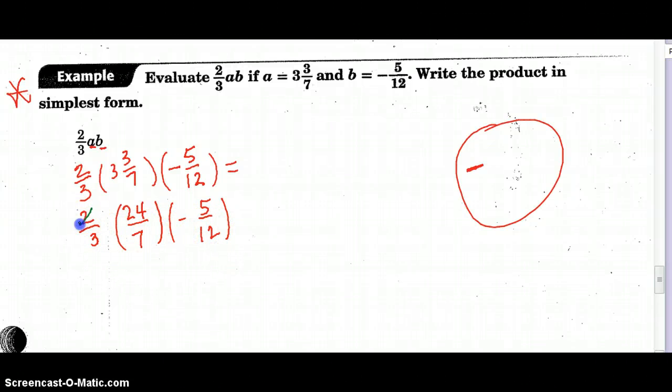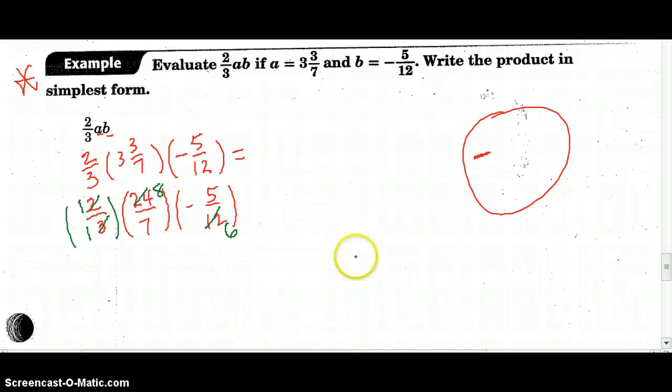I see 2 goes once and 2 goes into 12 6 times. Yes, I can go all the way across. The commutative property, the associative property allows me to manipulate these because we're multiplying all the way through. 3 goes into 24. It goes into itself once and into 24 8 times. And that's all I see. So I have 1/1, and anything times 1 is itself. So I have here 8.